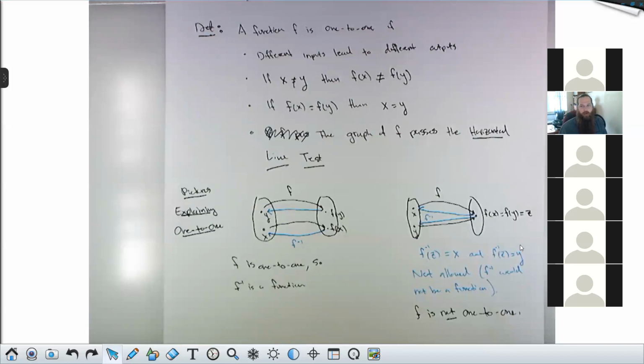A parabola, x squared. Think about x squared. -1 gets mapped to 1, +1 gets mapped to 1. So 1 gets hit by 2 inputs. That's a 2-to-1 mapping. -2 gets mapped to 4, +2 gets mapped to 4. That's a 2-to-1 mapping. With the exception of 0, x squared is a 2-to-1 function.